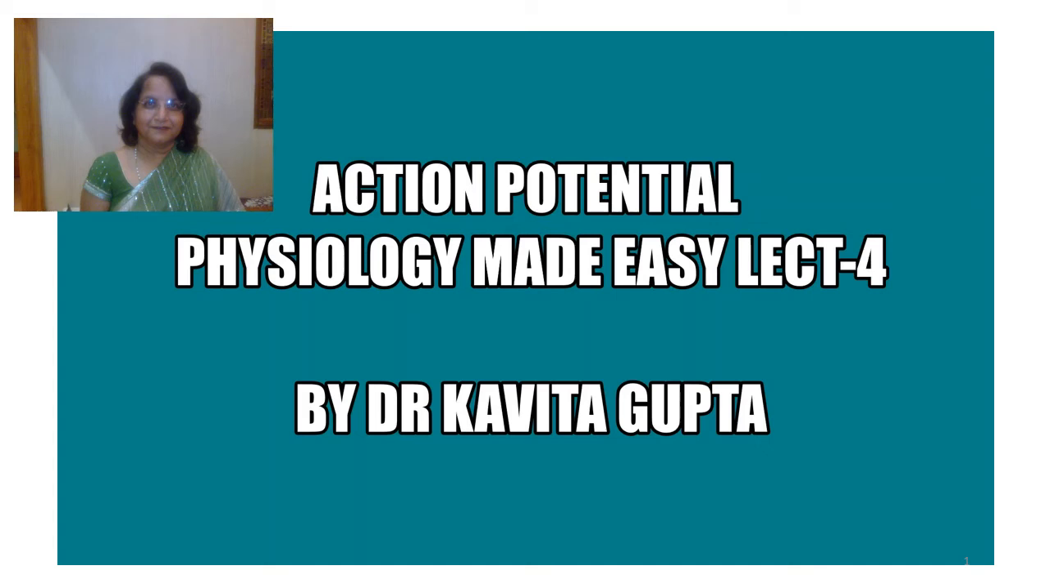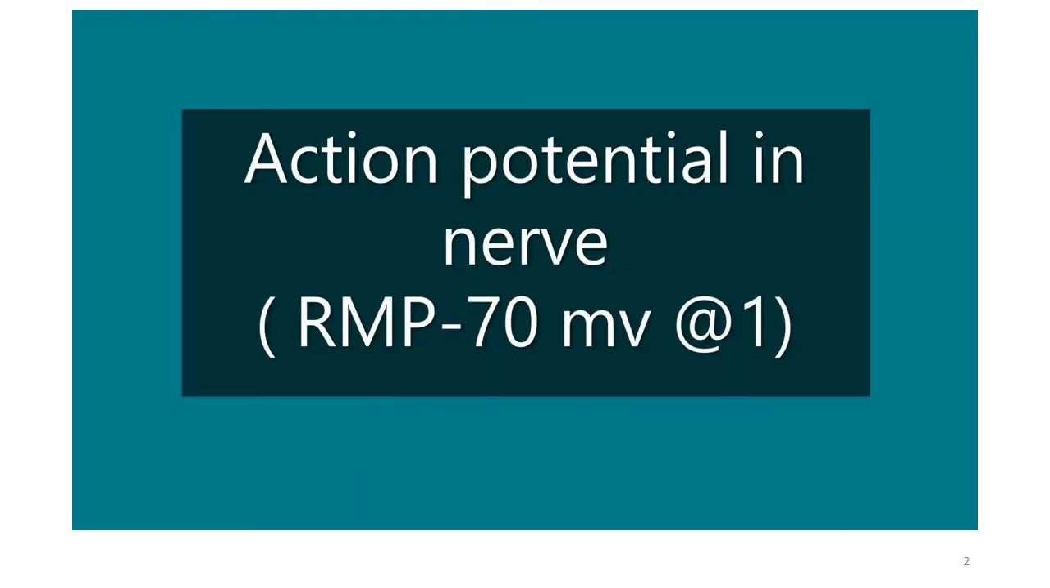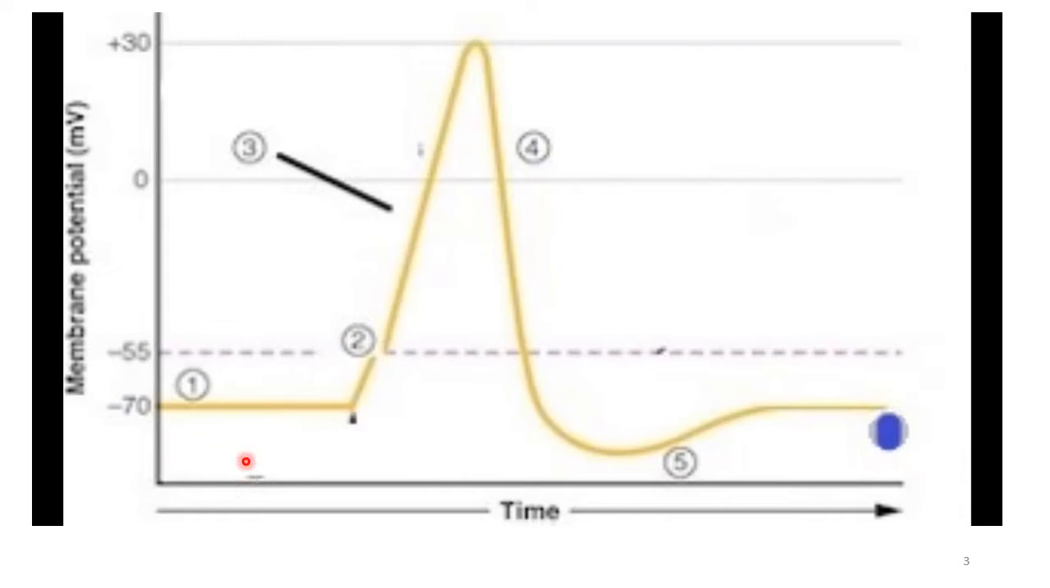Action potential, in the series of physiology made easy. Now, in this representation, I will take the action potential in a nerve. The nerve resting membrane potential is nearly minus 70 millivolt, and this will be depicted as so. This is the resting membrane potential, phase 1.